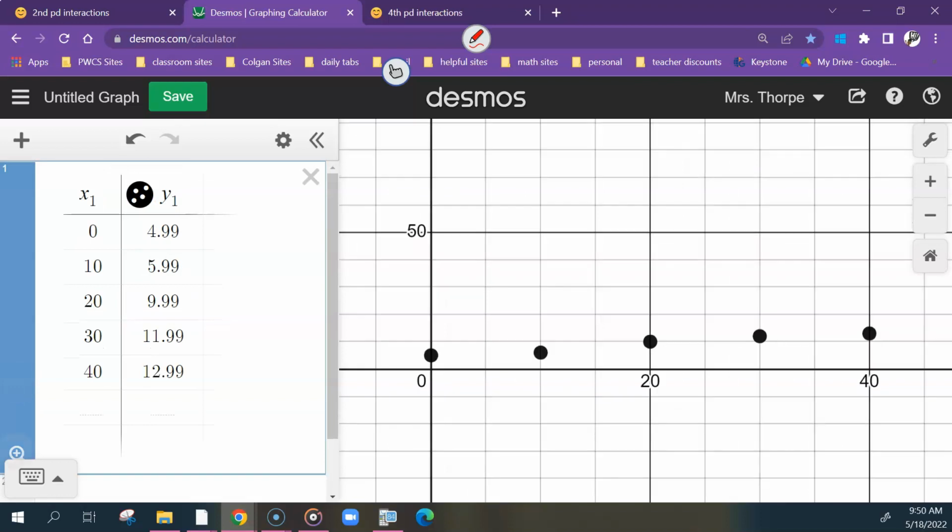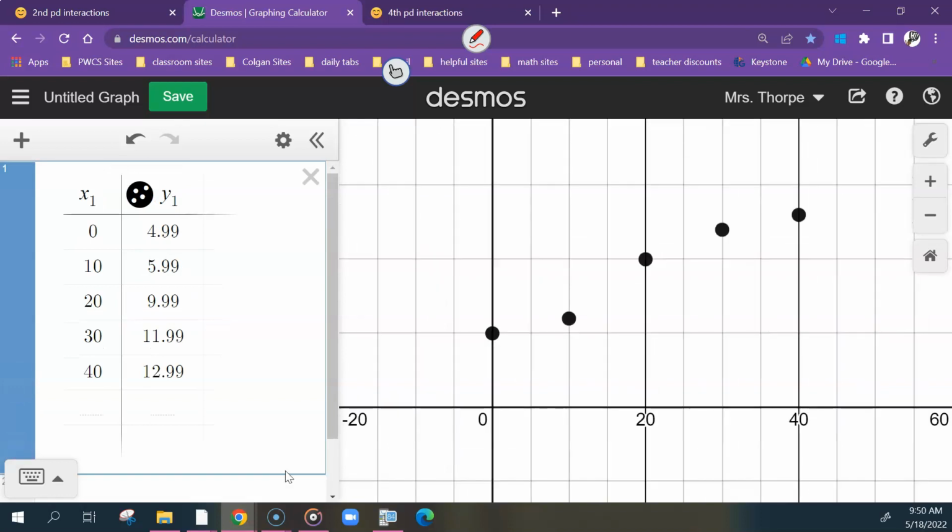Wait, but can you still already determine that they're all like 9.99? They are in a line, but that's not what we're trying to find. We're actually trying to find the equation for these. Let me say that again.